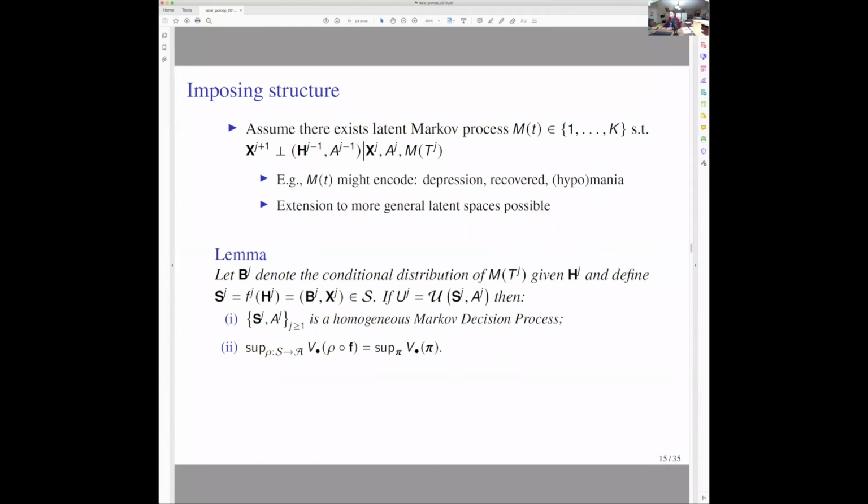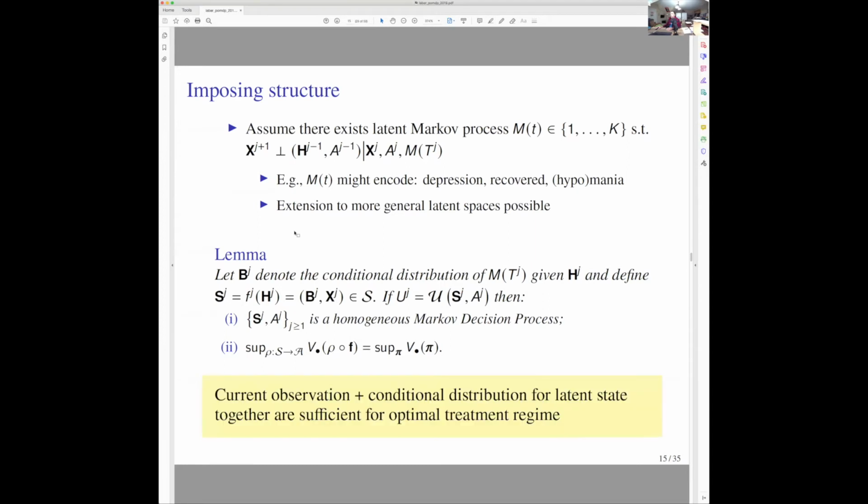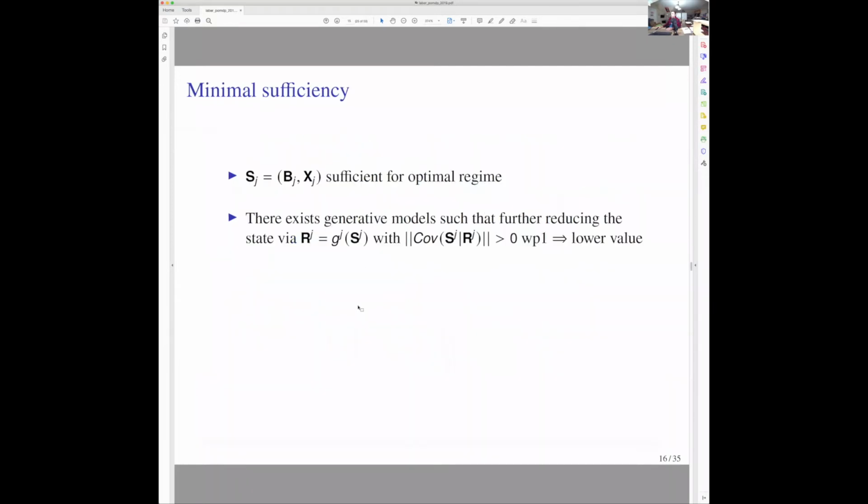So this is a variation of a well-known result in POMDPs. So, in plain English, the current observation plus the conditional distribution for the latent state together are sufficient for identifying the optimal treatment regime. But a natural question is, if we define something to be sufficient, is it minimally sufficient? And it turns out that it is, in the sense that this is sufficient, and you can show that there exist generative models such that further reducing the state, meaning if you try to get something smaller than this, you will no longer be able to identify the optimal regime.